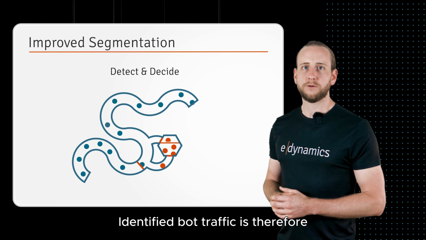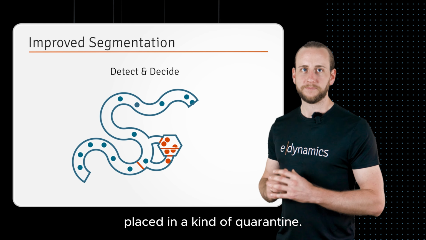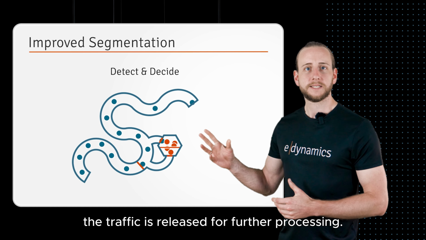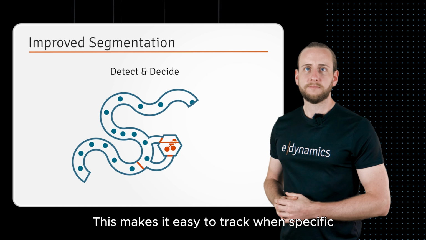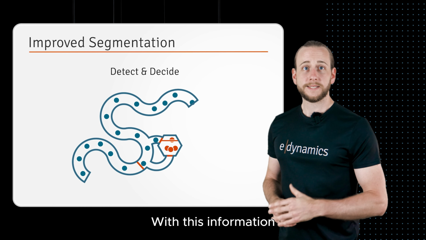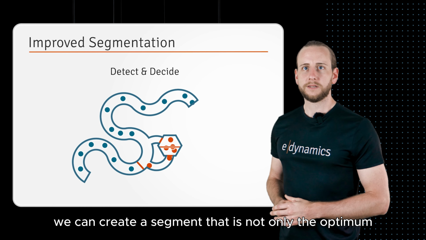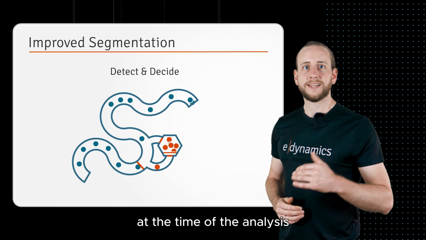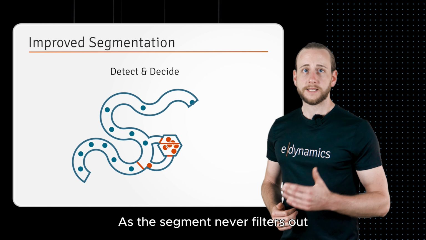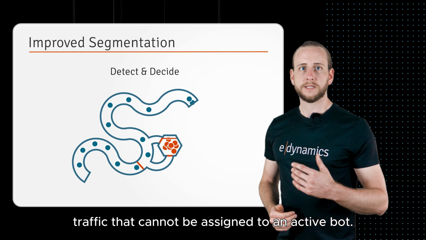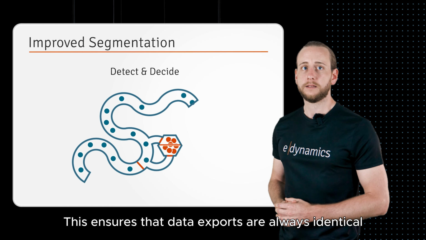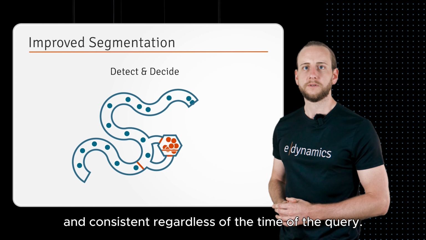Identified bot traffic is therefore placed in a kind of quarantine. As soon as the traffic is found to be bot-free, it is released for further processing. This makes it easy to track when specific bot activities start and, above all, when they end. With this information, we can create a segment that is not only the optimum at the time of the analysis, but also at any time in the past, as the segment never filters out traffic that cannot be assigned to an active bot. This ensures that data exports are always identical and consistent, regardless of the time of the query.